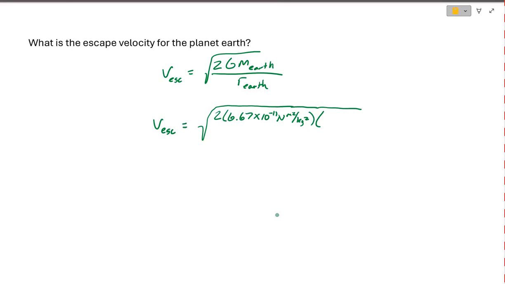Mass of the Earth, what is it? You've got computers up, let's look it up. What's the mass of the Earth?